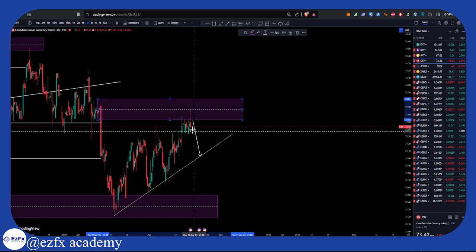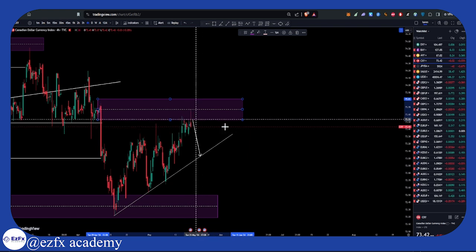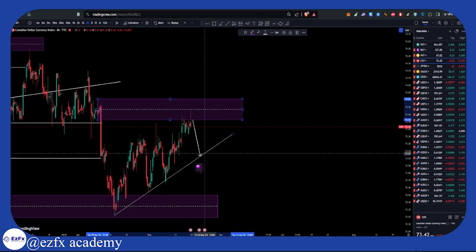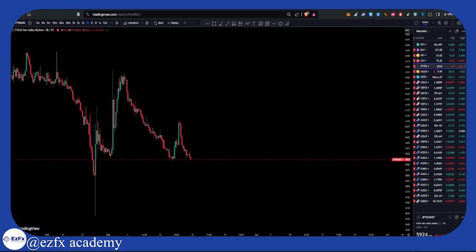This looks like a fairly strong rejection candle. That's the last bearish candle here. So I'm watching out for price to continue towards the downside and, if possible, come back towards this trend line. Overall, my bias on CXY during the course of the week would be bearish.